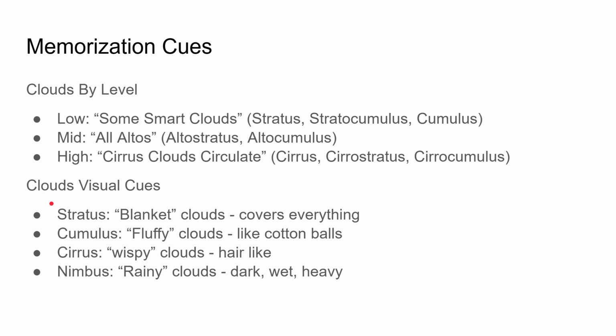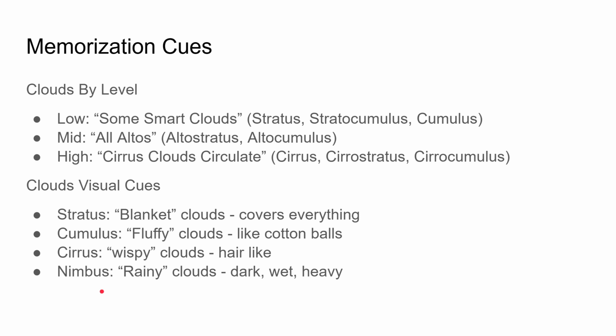Okay. And then to remember what each cloud means. So stratus, they're the blanket clouds. Kind of remember that's the sheet we were going over. They're kind of like a sheet. It's a blanket. It kind of just covers the sky. And then cumulus, these are the fluffy like cotton ball clouds. They're kind of fluffy. And then cirrus, these are the wispy hair-like clouds. And then nimbus are the rainy clouds.